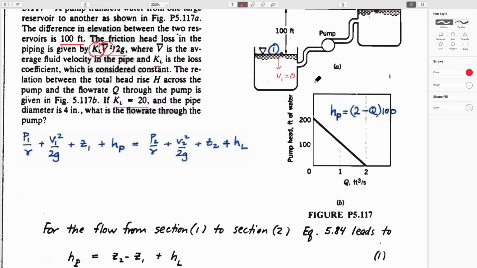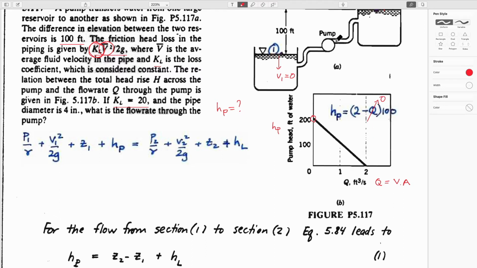So to set up the expression, we know that the pump head is equal to what? If we look at this equation here, we can write this equation. This is pump head. This is flow rate. And flow rate is equal to velocity times the area. We know that from just the definition of what a flow rate is. And the equation of this, we can guess it to be equal to 2 minus Q times 100, right? When Q is equal to 0, then this is equal to 200.